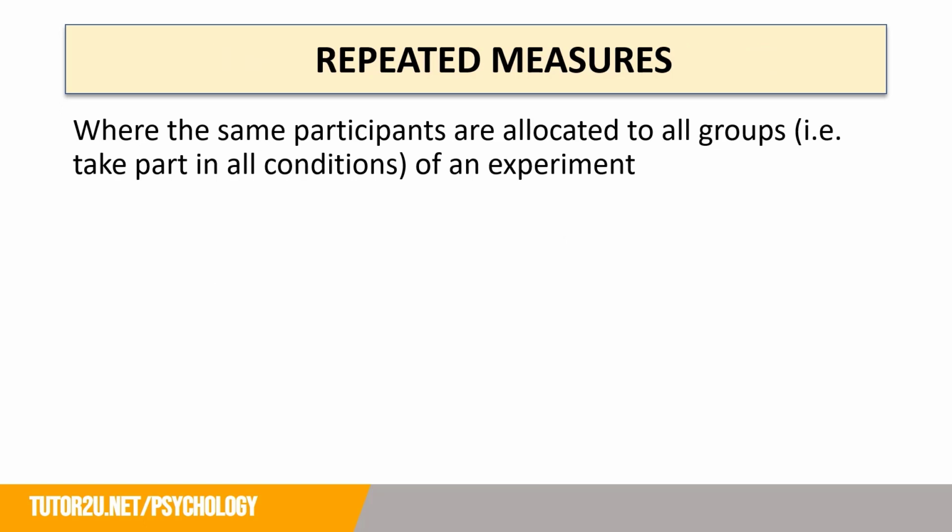The second experimental design is repeated measures. This is the complete opposite to independent groups, and this is where the same participants are allocated to all groups of an experiment. In other words, they take part in all of the conditions available.